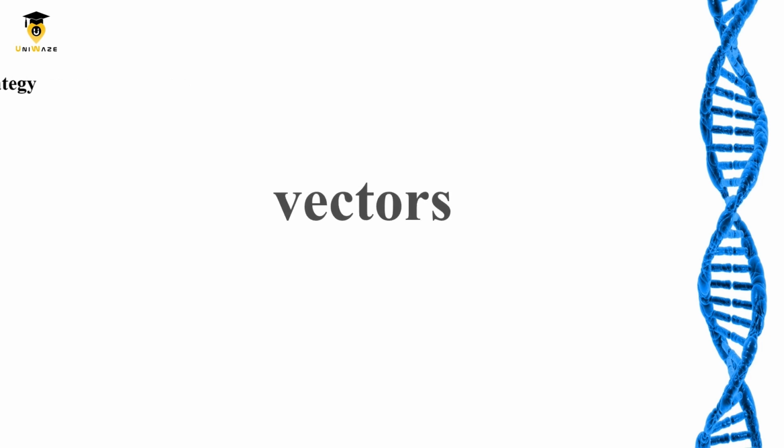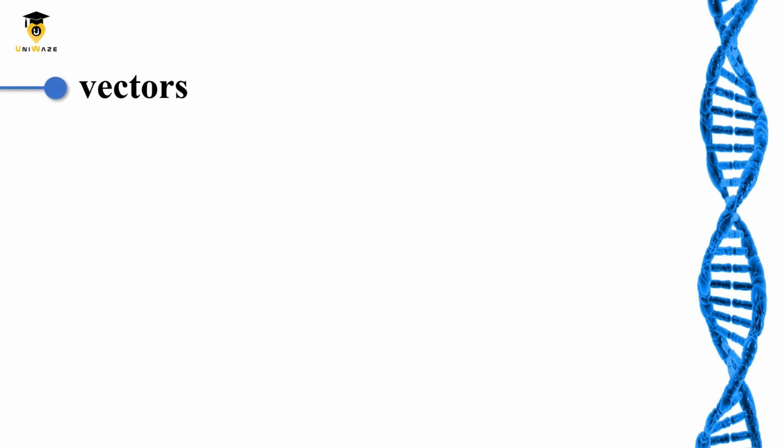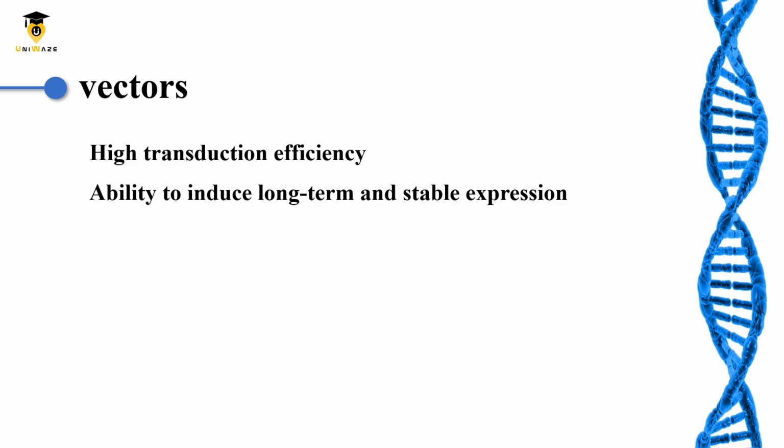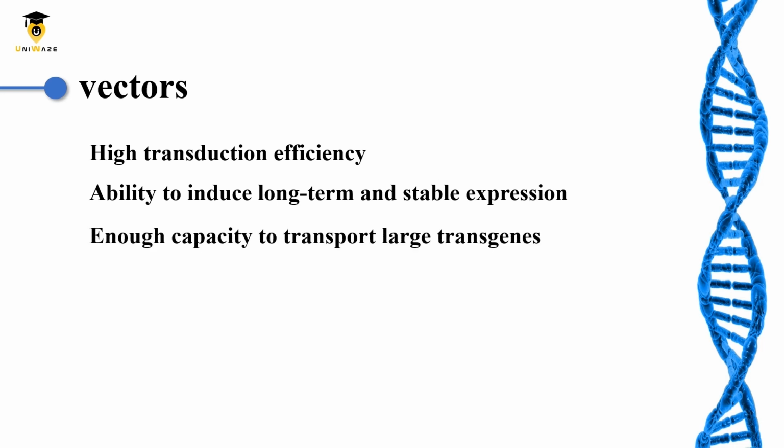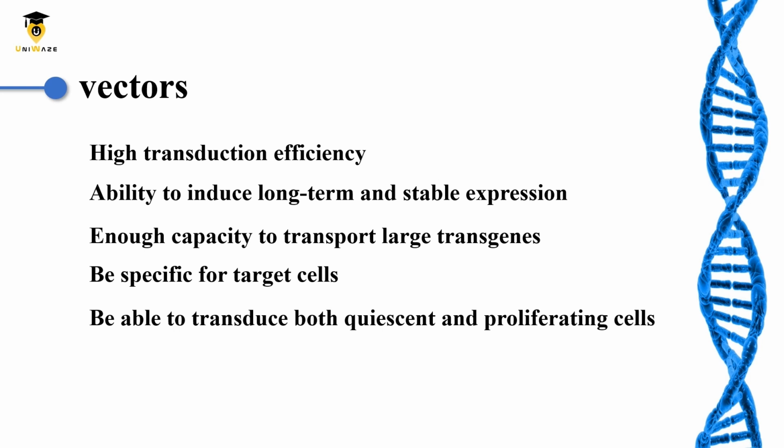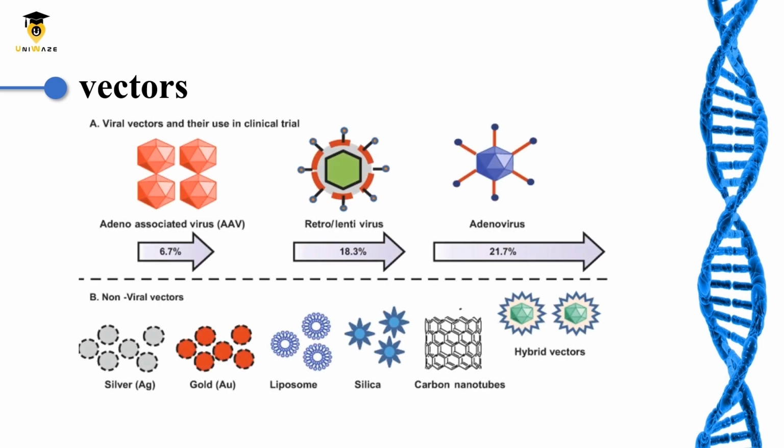Gene therapy strategies require vectors for gene transfer. Ideal gene therapy vectors should have high transduction efficiency, the ability to induce long-term and stable expression, enough capacity to transport large transgenes, be specific for target cells, be able to transduce both quiescent and proliferating cells, and avoid random insertion and mutagenesis.